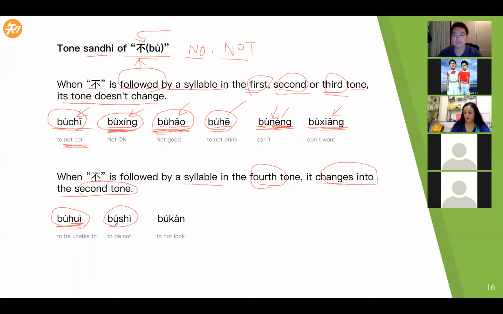Now this one. Try. 不是. 是. Yes. 不是. Great. Now the next one.